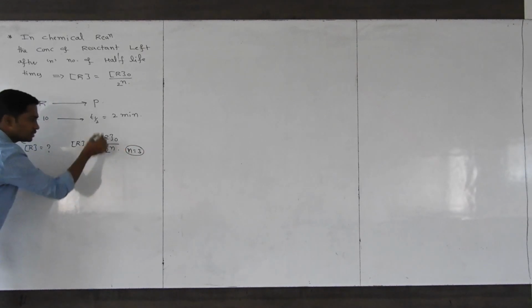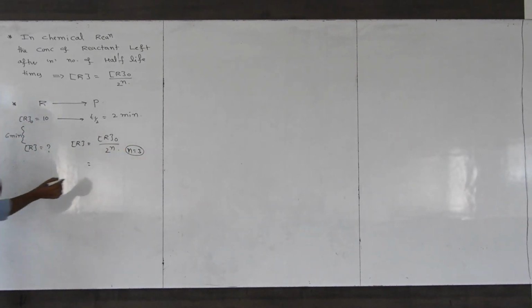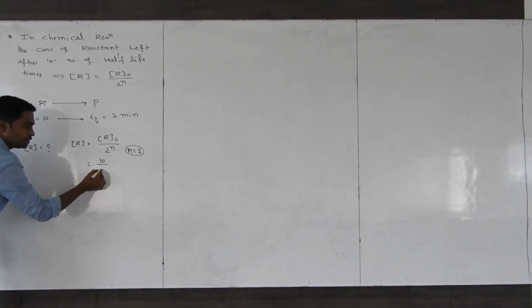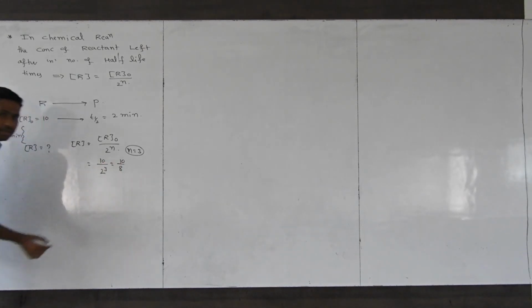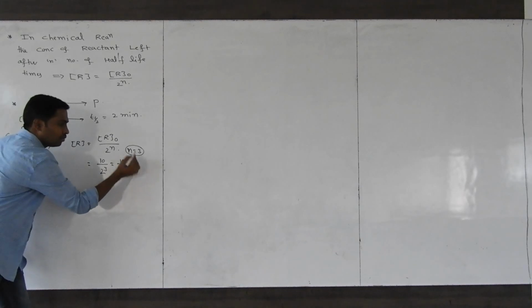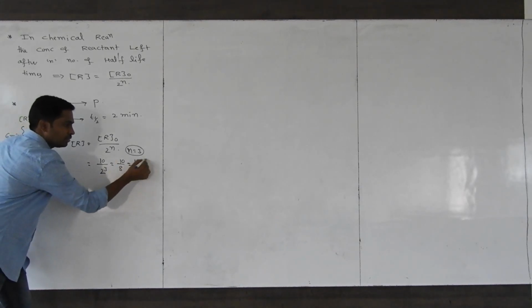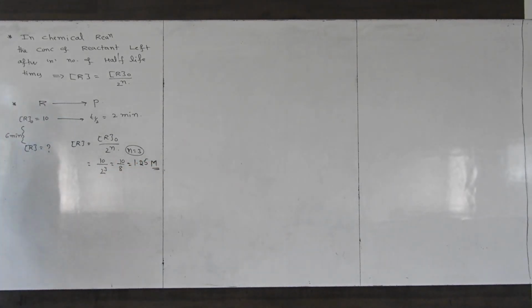3. Do the substitution here. Initial concentration is how much now? 10 by 2 power 3, nothing but 10 by 8, which is 1.25 molar remaining. Right? Is it clear? Otherwise, if you want to do it according to the question, it is full and good, and it is very, very important from a competitive point of view. And I will give you one more question for understanding.